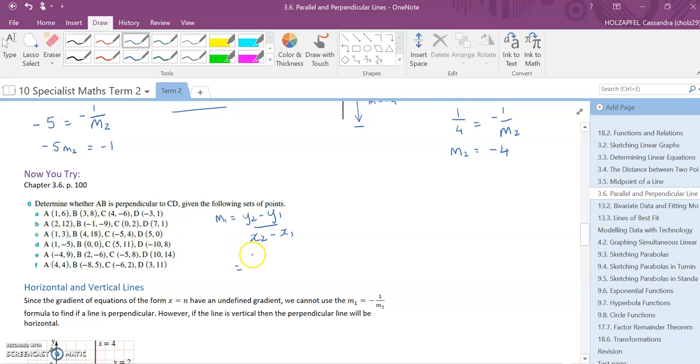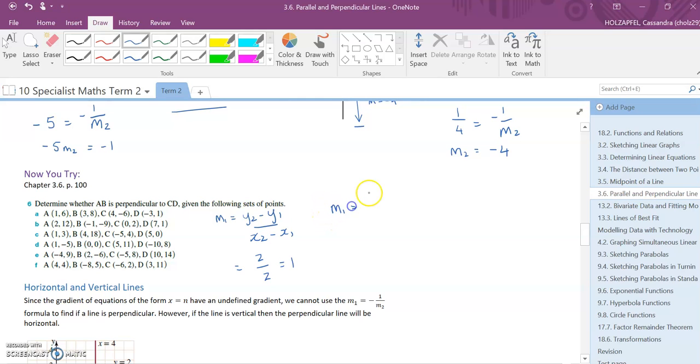So 8 minus 6 is going to be 2, and 3 minus 1 is going to be 2. So the slope of this particular line is going to be 1. If it was going to be perpendicular to this line here, CD, let's substitute into our formula and work out what the perpendicular slope would be.